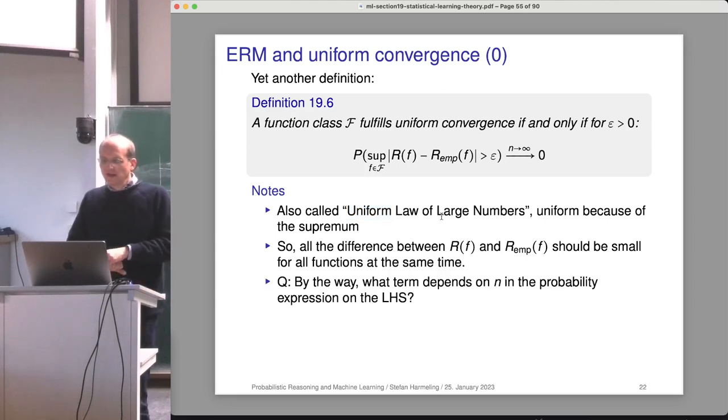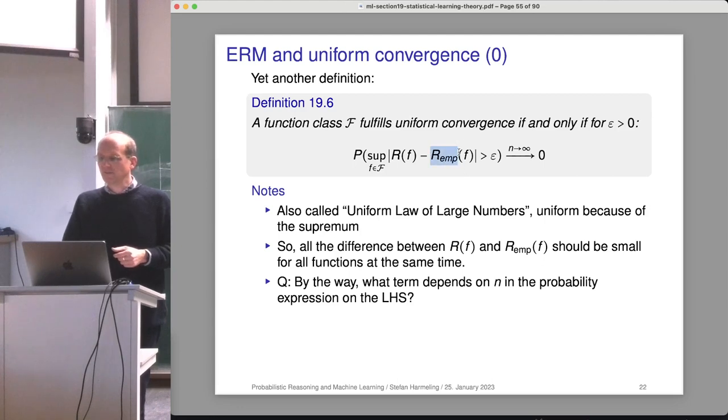So far, so good. Again, here's a quiz question. I think now you know the answer already. We are talking about a probability, so where's the randomness in here? Where's the randomness in this expression? Where are the random variables? Yes?